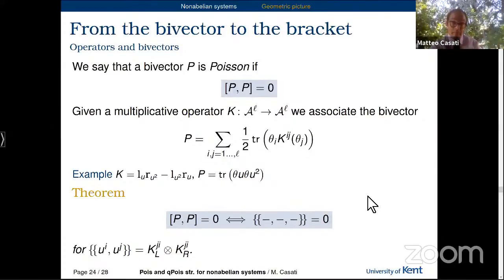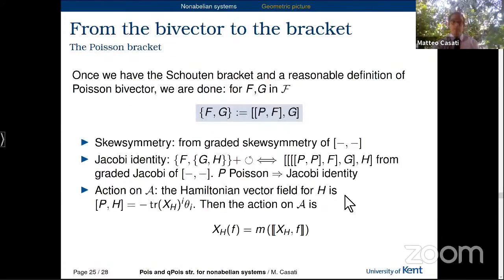On the other hand, on the ground of Poisson bivectors, a Poisson bracket is defined by the double Schouten bracket of P with two local functionals. The Jacobi identity is equivalent to this multi-bracket expression, and we know that in the standard cases we have the bracket of P with P equals 0, so the Jacobi identity holds true. The action of A is always given in terms of the action of the Poisson bivector on the Hamiltonian, so everything is given in terms of the Poisson bivector. This is our main character.